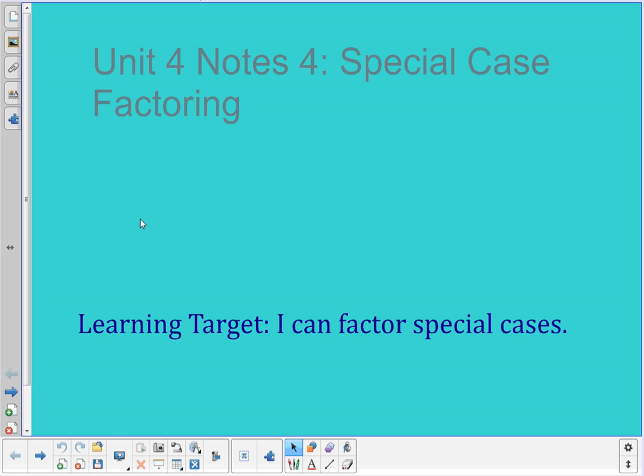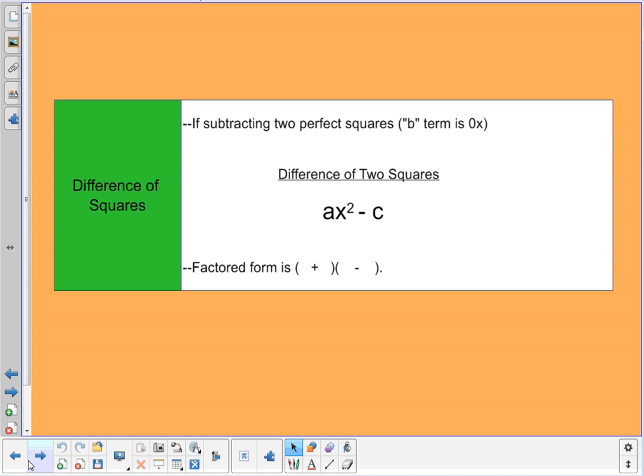Unit 4 is all on factoring, which we've said that word a whole lot throughout this unit. And today we're going to be factoring special cases. So that's our learning target for today. The first special case that we're going to talk about is something called the difference of two squares.